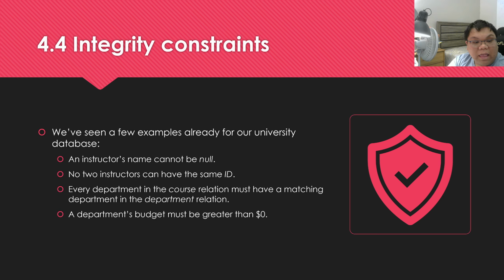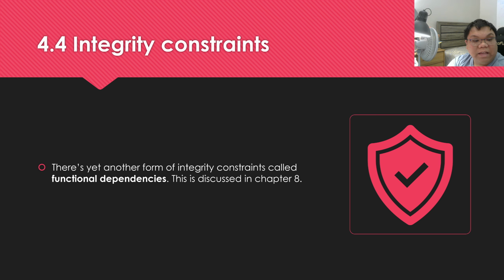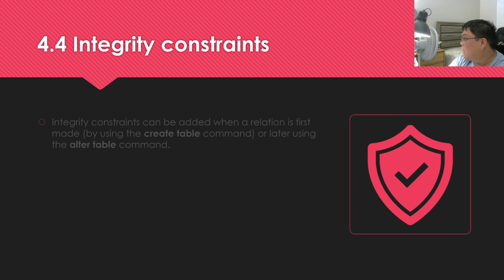Every department in the course relation must have a matching department in the department relation. That's a little bit more complex, but still pretty easy to test. And a department budget cannot be 0 or less. Must be greater than 0. There is another set of integrity constraints called functional dependencies that is discussed in Chapter 8.